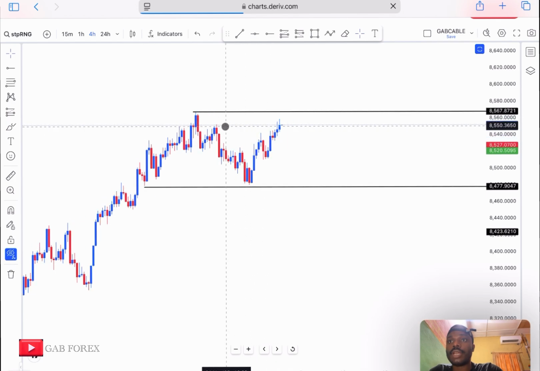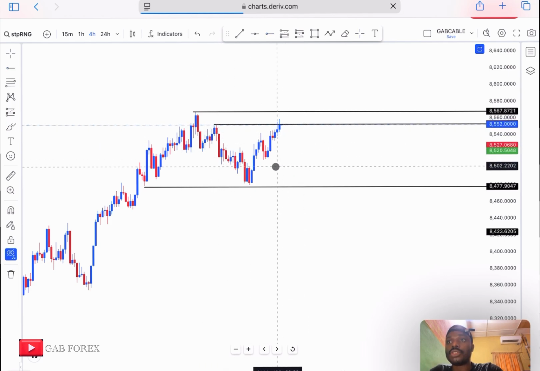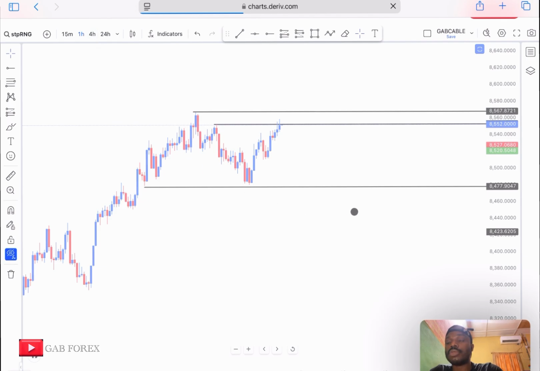So then over here is the value point. So done. We don't have anything much to do here again, so we'll have to go down to the H1 time frame.